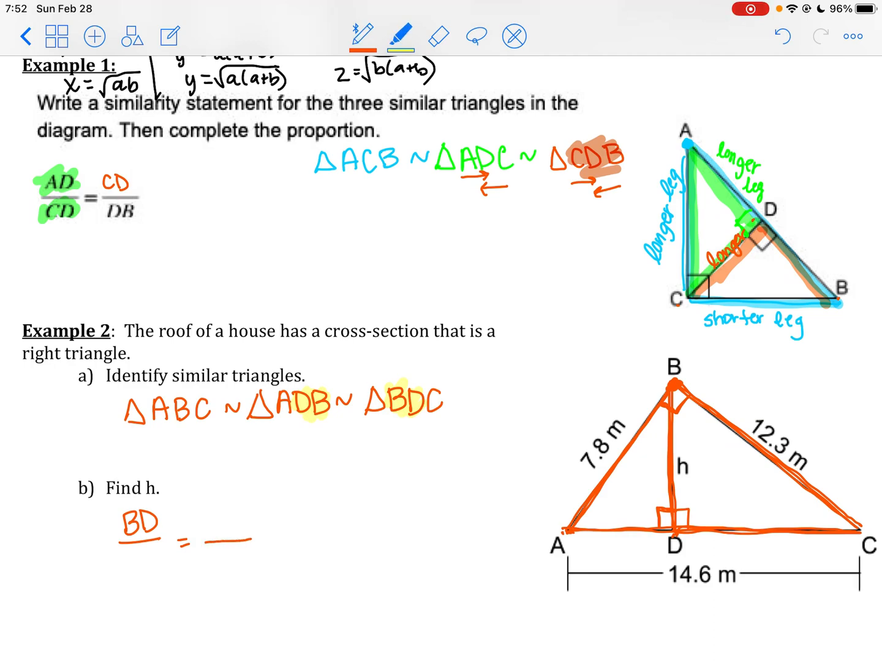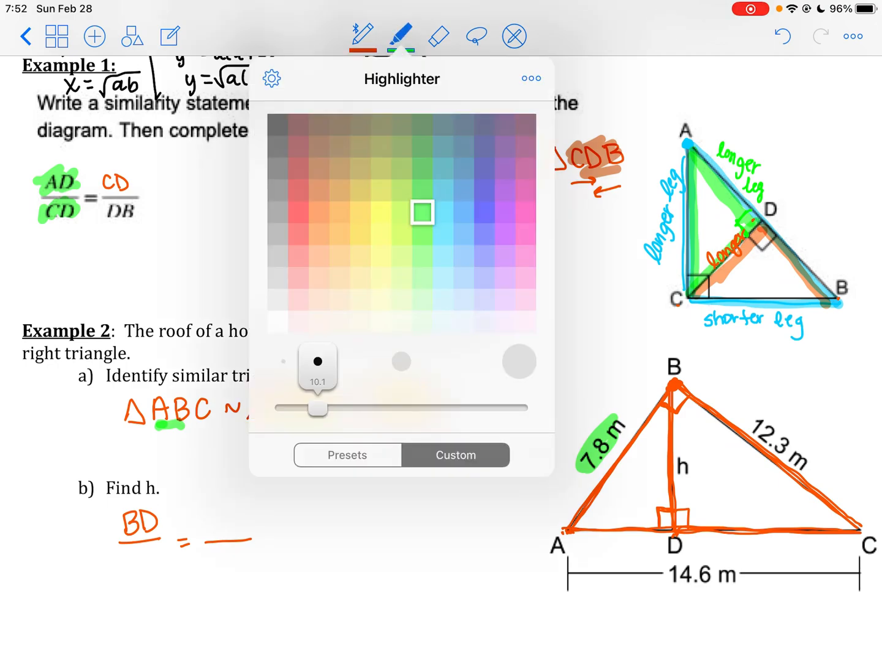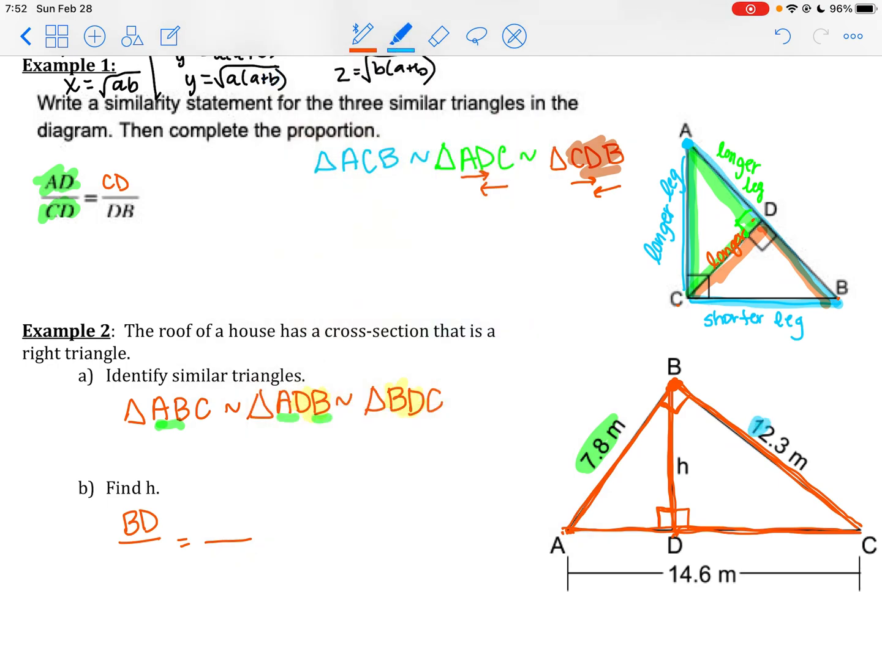So other segments that I know: AB is 7.8, so AB. And I know that BC is 12.3, so anything that has BC in it, I can also use that. And I know that AC is 14.6. So looking at what I have, I have several options here that I can use.